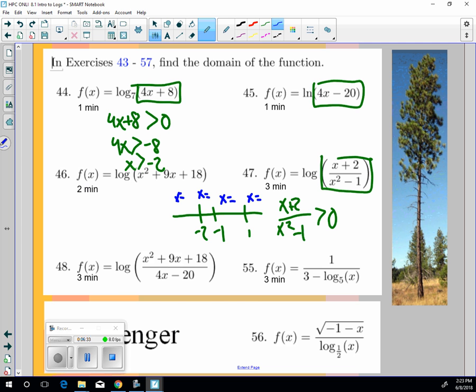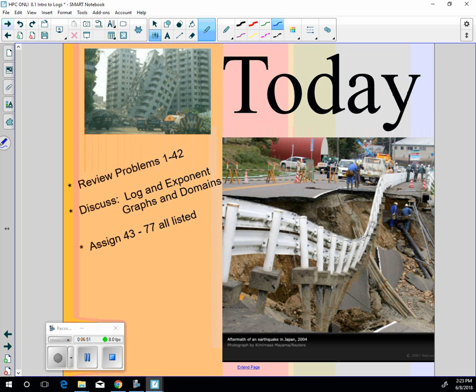And see if it's plus or minus. If it's plus, it'll be true because it'll be greater than 0. If it's minus, it'll be not true, and so you wouldn't include it. You'll probably have an interval with a union. That's what you'll have. So that's it for that assignment. We're going to keep going.